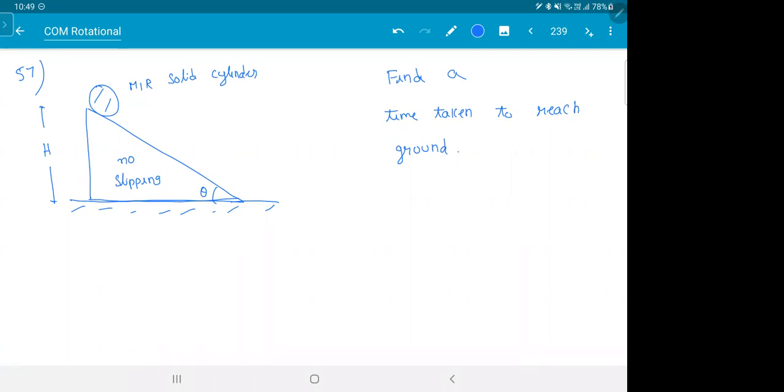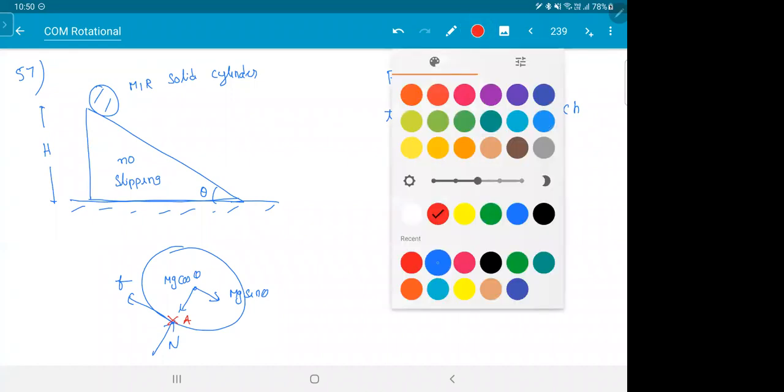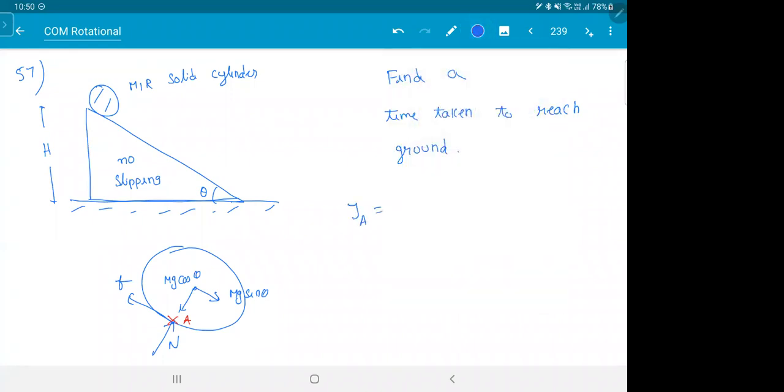What did you get? Acceleration? Anyone? See your FBD. mg sin theta, mg cos theta, friction, normal reaction. This was point A, right? So if you see the torque about A, the torque of mg cos theta, N, and F is 0. Only the torque of mg sin theta is there. Makes sense?